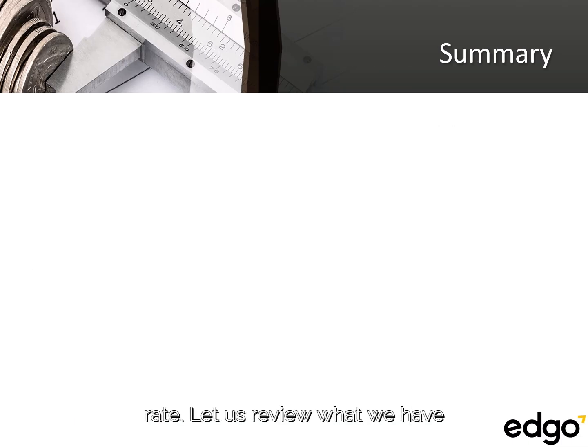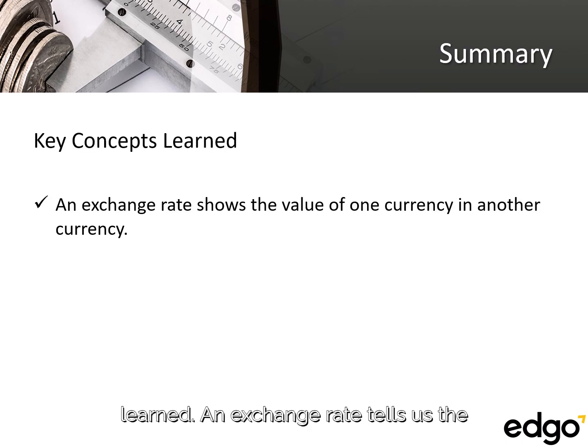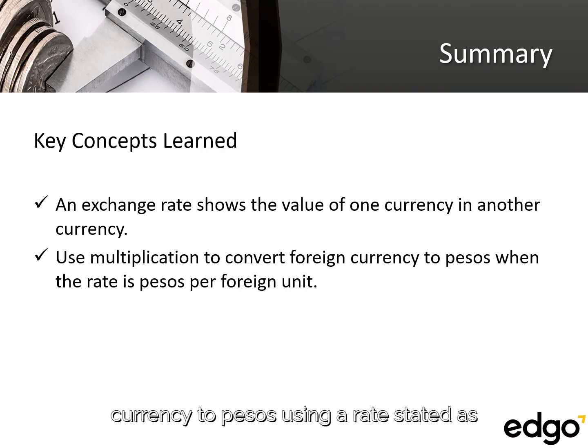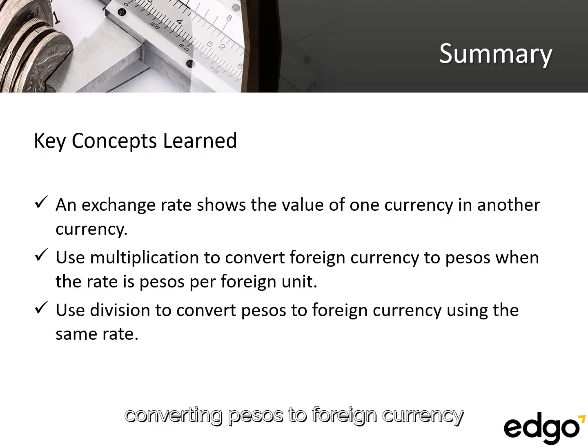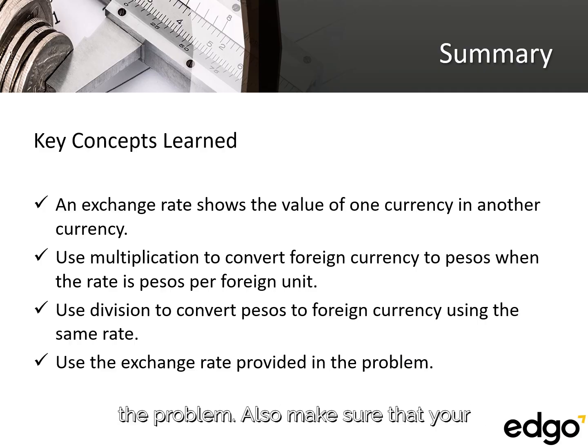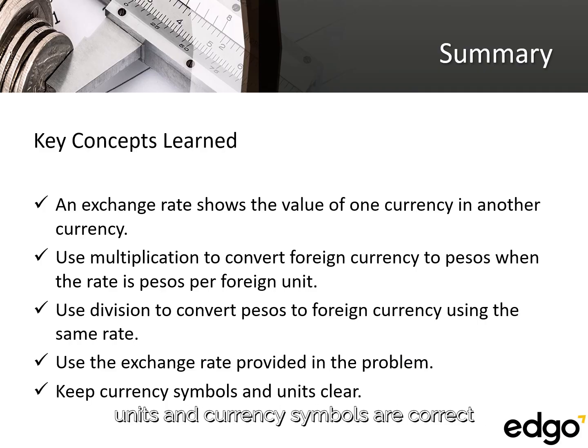Let us review what we have learned. An exchange rate tells us the value of one currency in terms of another currency. When converting foreign currency to pesos using a rate stated as pesos per foreign unit, we multiply. When converting pesos to foreign currency using the same type of rate, we divide. Always use the exchange rate provided in the problem. Also, make sure that your units and currency symbols are correct, and check whether your answer is reasonable.